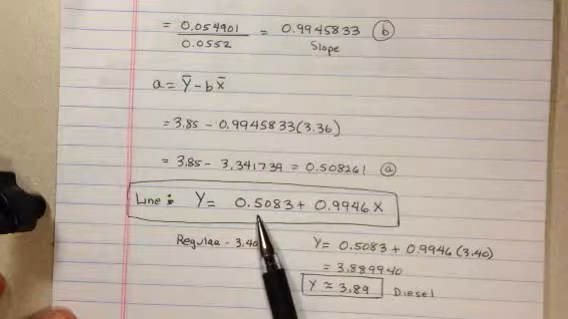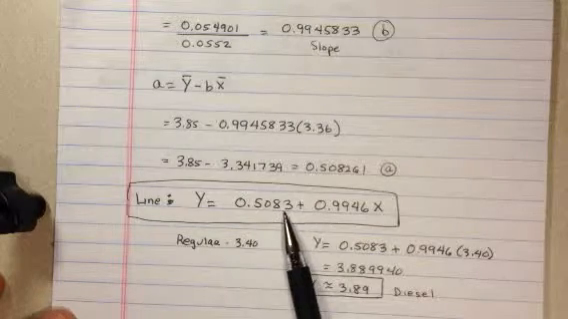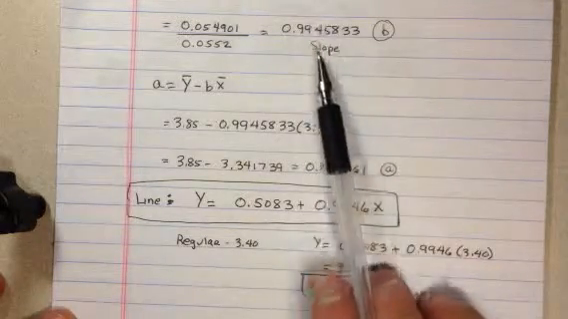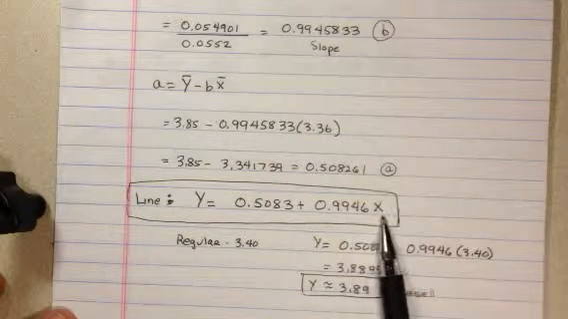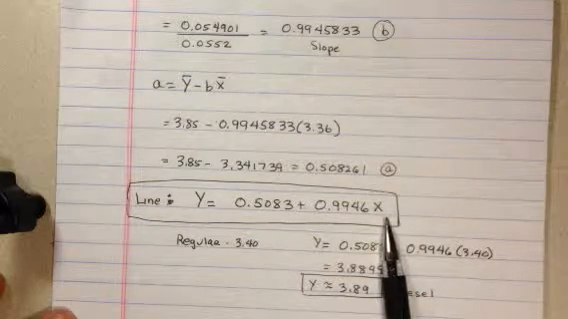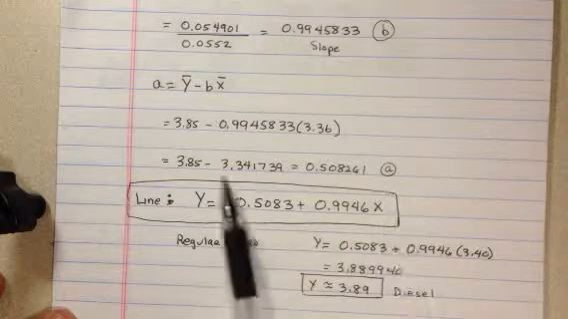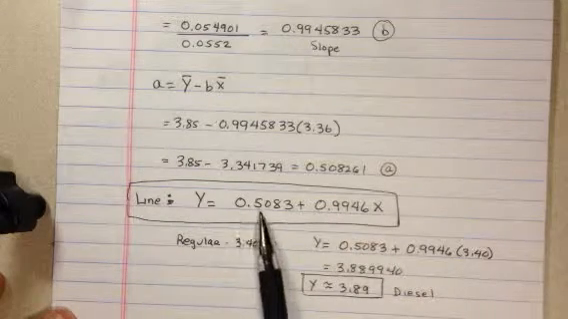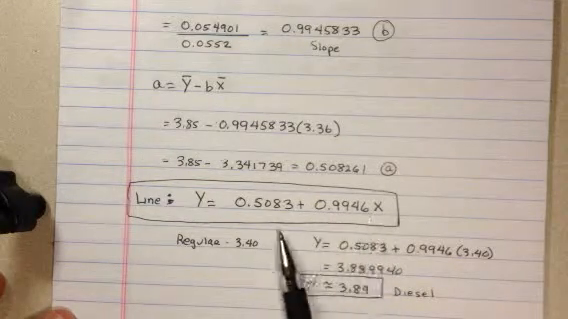So the intercept goes here, 0.5083, plus the slope, which was 0.9946x. And then we come down to the final question. So that's the line of best fit. That's the equation. It's a line that has an intercept and a slope.